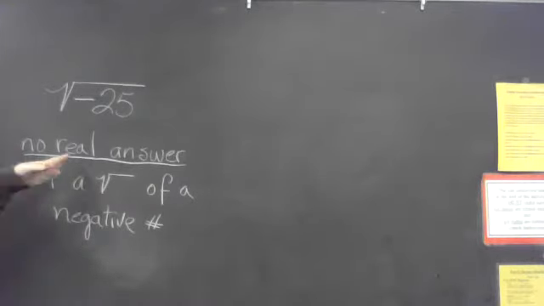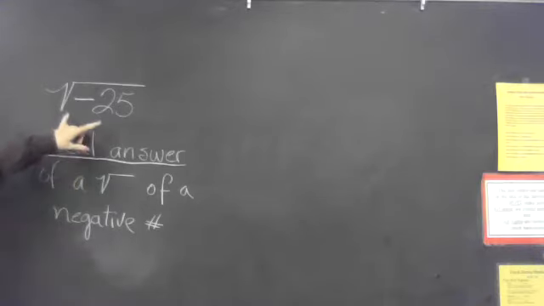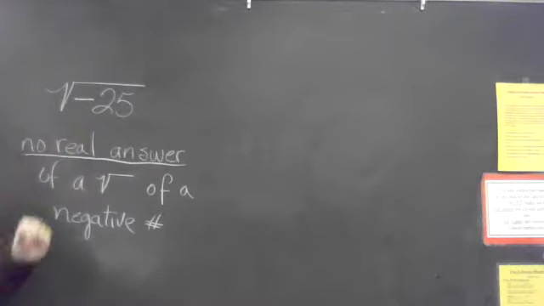Now, when I talk about a real answer, way back when we were talking about the types of numbers, I told you that all the numbers we're going to deal with are real numbers, but there is another category of numbers called imaginary numbers. We're not going to have to deal with imaginary numbers here, but that's why I say no real answer, because there is an imaginary answer for this, but you don't have to worry about it. Okay? Now, the reason that you cannot get a real answer to the square root of a negative number is here.